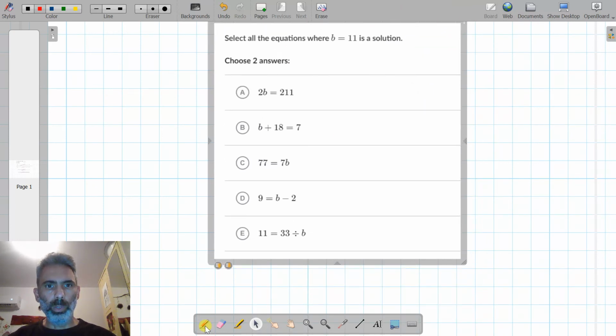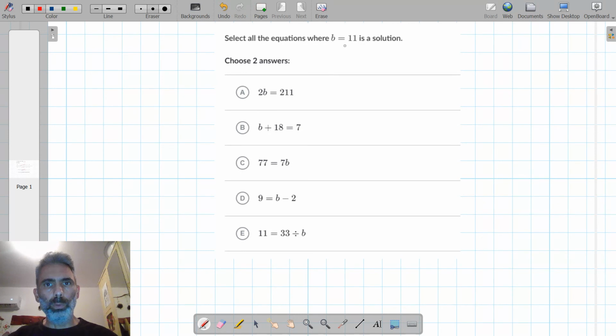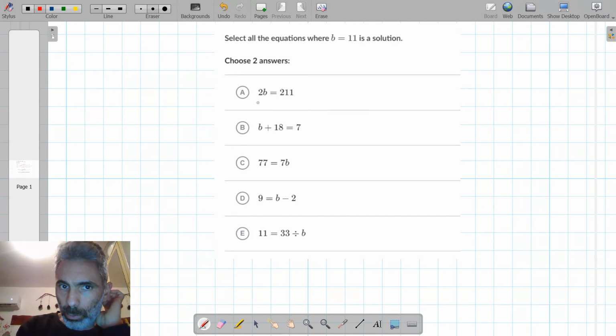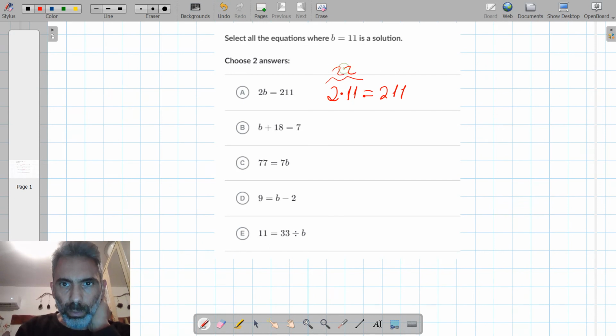Select all the equations where b equals 11 is a solution. Okay, so 2 times b, so 2 times 11, is it equal to 211? No, because 2 times 11 is 22. 22 is not equal to 211.